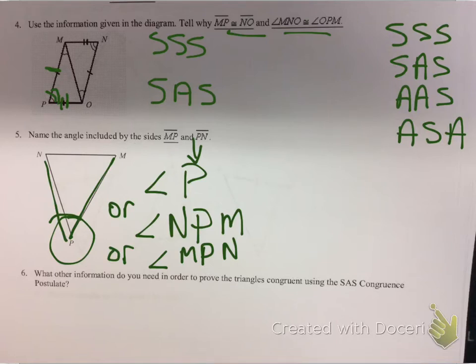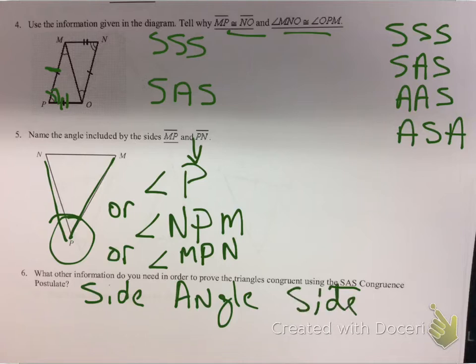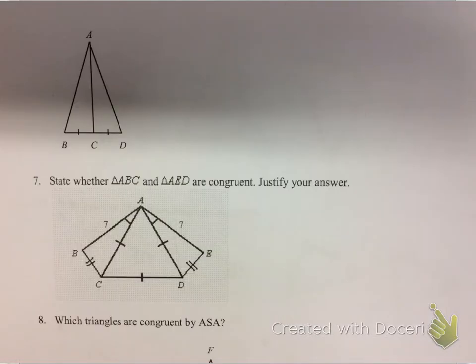What other information do you need to prove that the triangles are congruent using the side, angle, side congruence postulate? Okay, I have no idea how that works with what we're doing. When you're talking about side, angle, side, you need a side, then an angle, and then a side. When you're looking at 2 triangles, you need a side, an included angle, and then a side. Notice there's an angle in between, and that's how you would prove that. Or maybe I should be looking at the pictures on the next page. I did not make this mistake on the test. That's all I got to say.